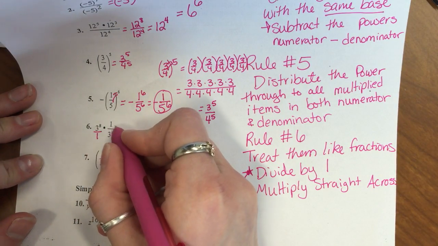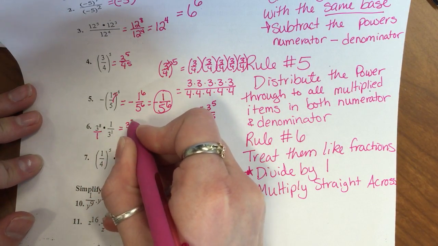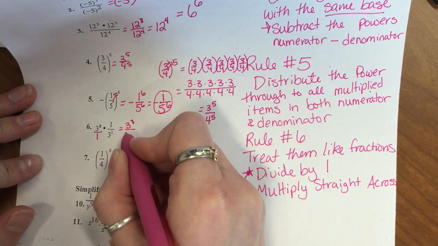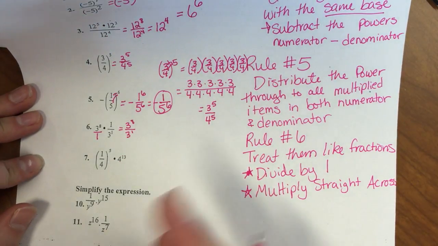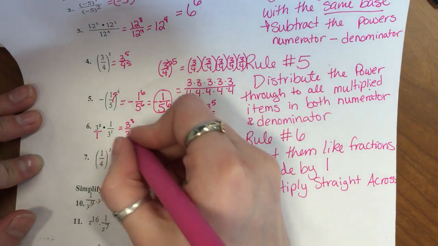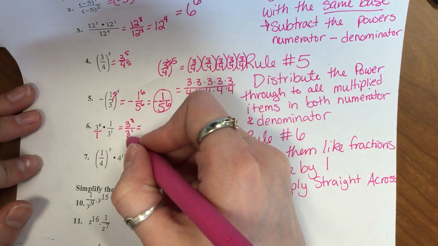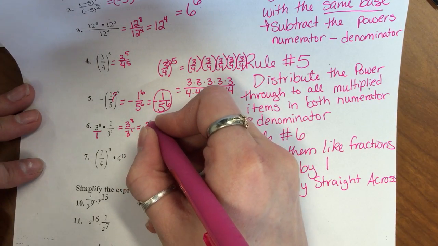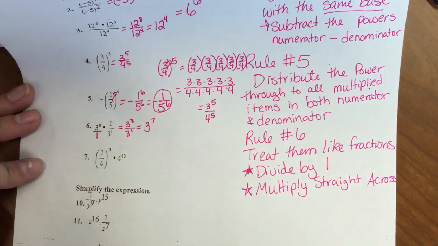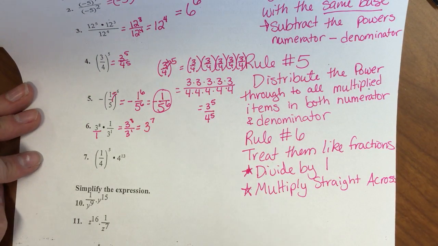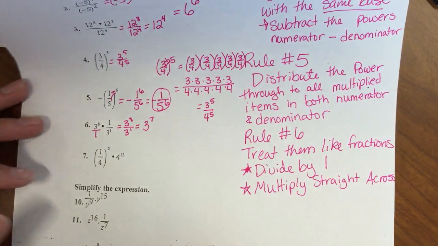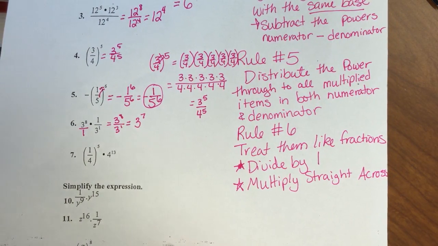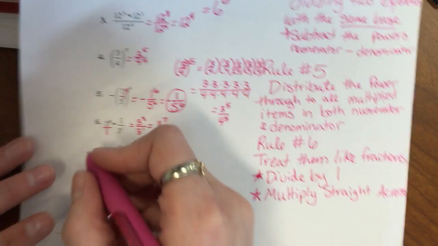3 to the 8th times 1 is 3 to the 8th. 1 times 3 to the 1st is 3 to the 1st, because multiplying by 1 doesn't change anything. And then I have 3 to the 8th over 3 to the 1st, which I subtract my powers, so 8 minus 1 is 7. Okay, done. Okay, applying that and the other rules to 7. Okay, I'm going to distribute my power.